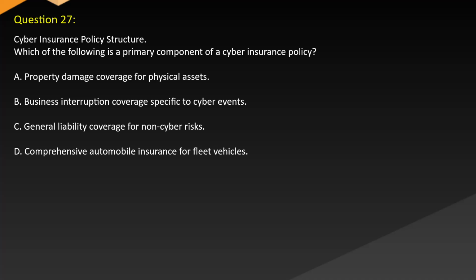Question 27. Cyber insurance policy structure. Which of the following is a primary component of a cyber insurance policy? A. Property damage coverage for physical assets. B. Business interruption coverage specific to cyber events. C. General liability coverage for non-cyber risks. D. Comprehensive automobile insurance for fleet vehicles.